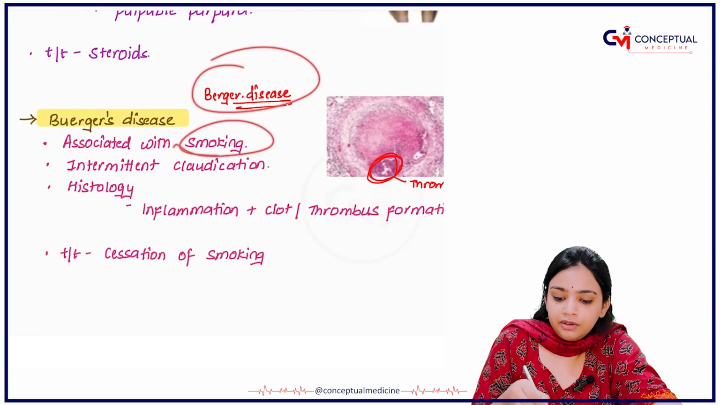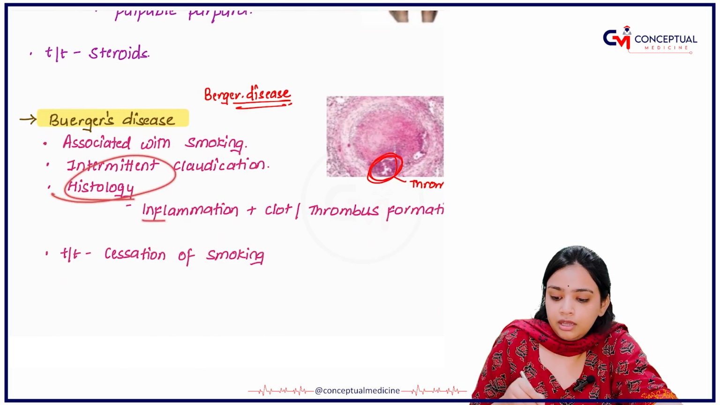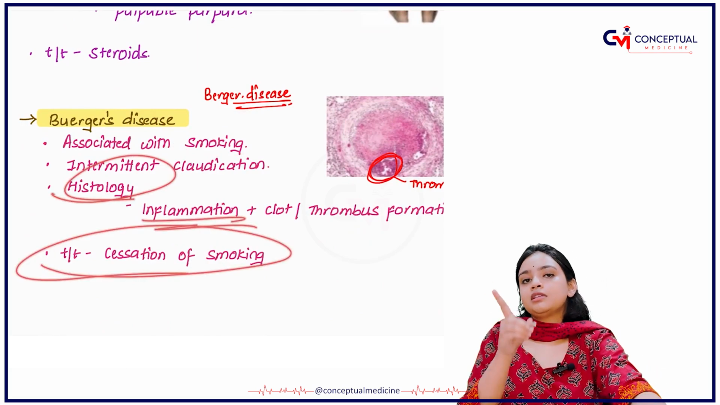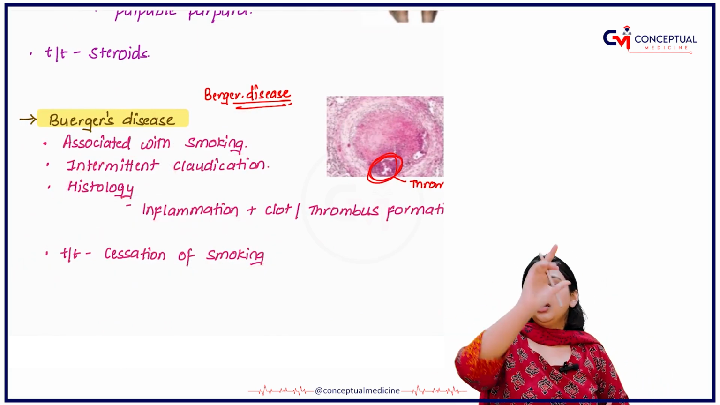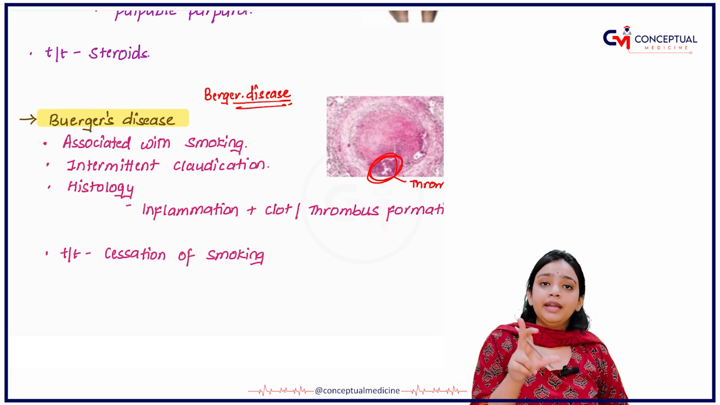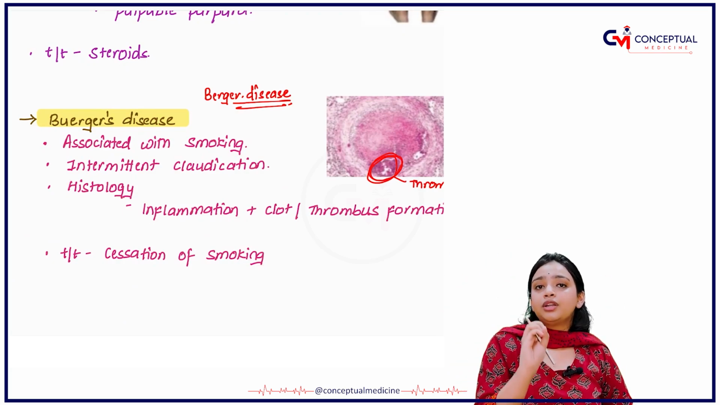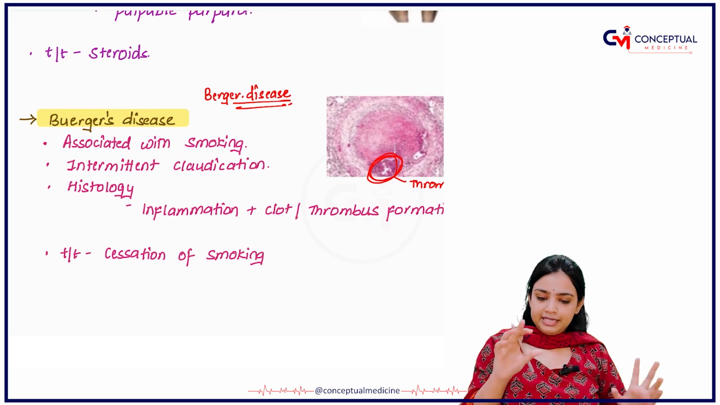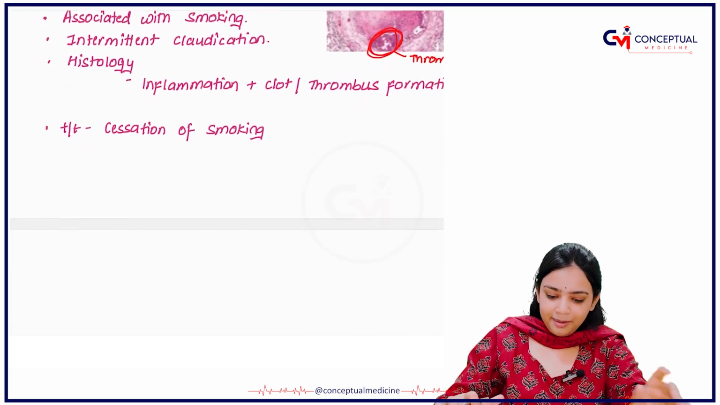Buerger's disease, associated with smoking, histology, inflammation will be there. Treatment, cessation of smoking. Although smoking is not at all recommended and you should not smoke on a regular basis. So this was all about the chapter.